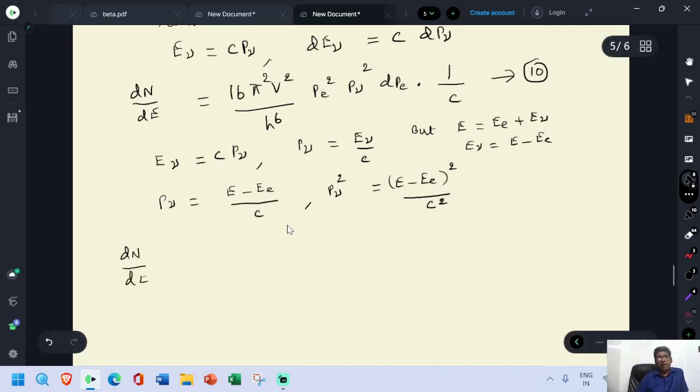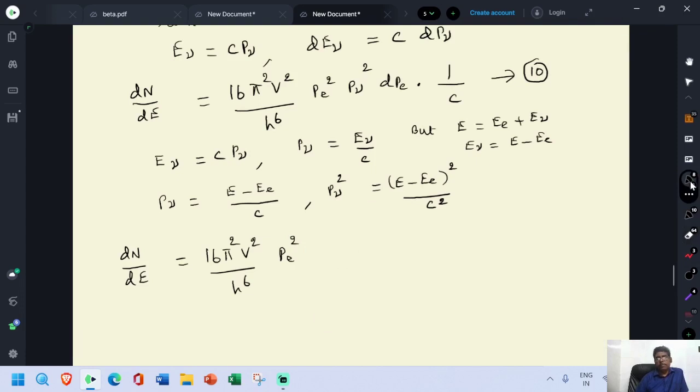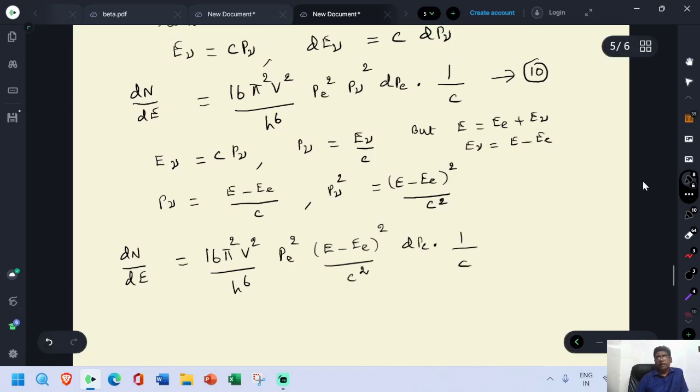Now dN by dE equal to 16π²V²/h^6 P_e², then instead of P nu square, we have to substitute this value (E minus E_e) whole square by C square, then dP_e into 1/C. This is equation number 11.